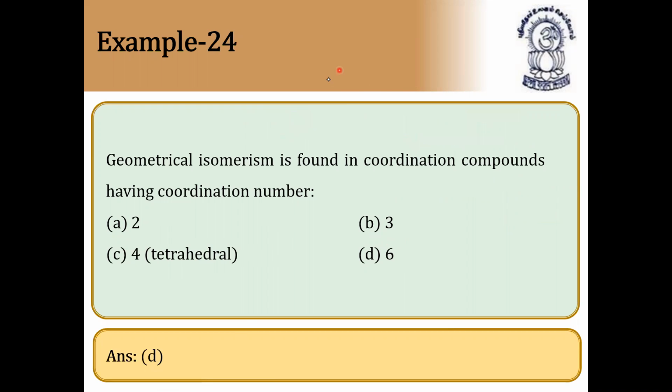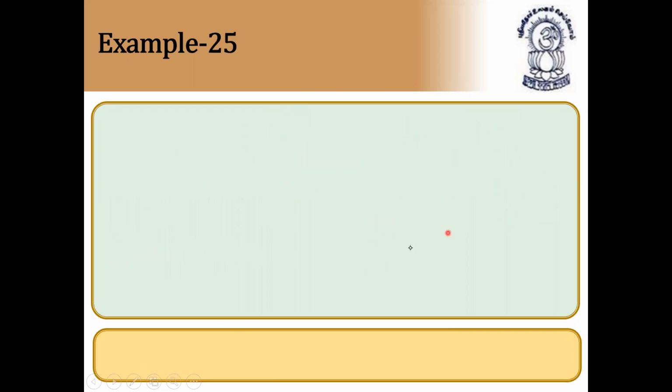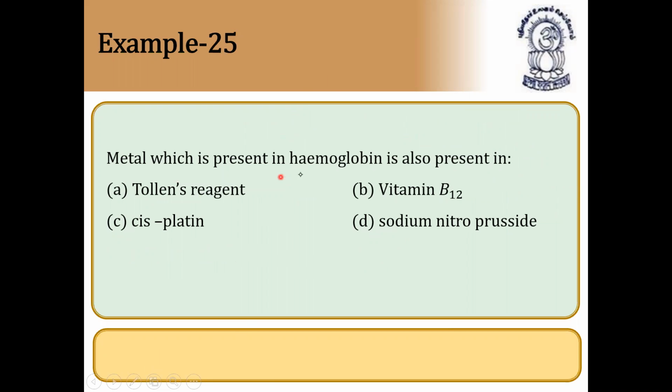Next question. The metal which is present in hemoglobin is also present in which? The metal present in hemoglobin is iron. So iron is also present in Tollens' reagent, vitamin B12, cisplatin, and sodium nitroprusside. Sodium nitroprusside is used in what is called Lassaigne's test.